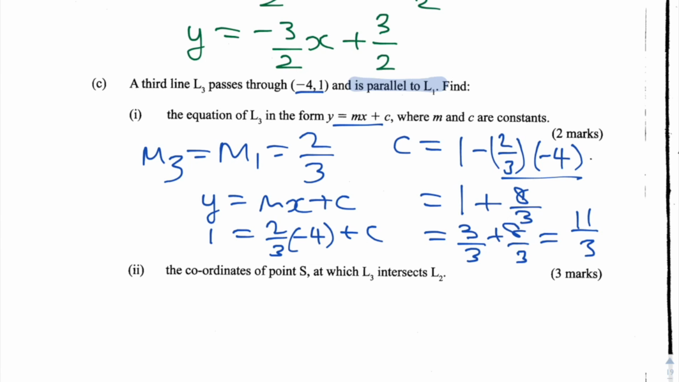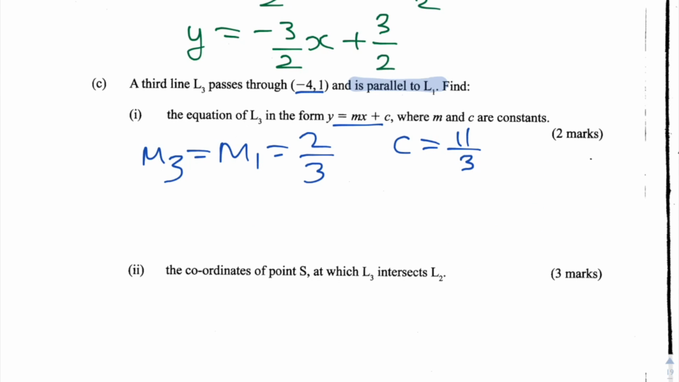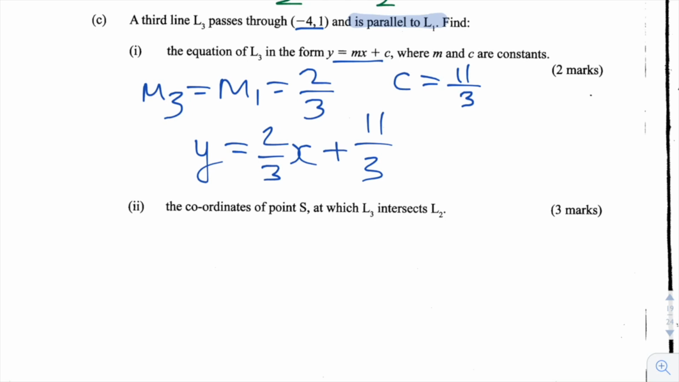So we have our c, or our y-axis intercept. We also have our gradient m. So let's put these together and find the equation for L3 in the form y equals mx plus c. Let's substitute 2/3 and 11/3 for m and c respectively. So we get y is equal to 2/3 x plus 11/3 for the equation of the line L3. Let's move on to the second part.